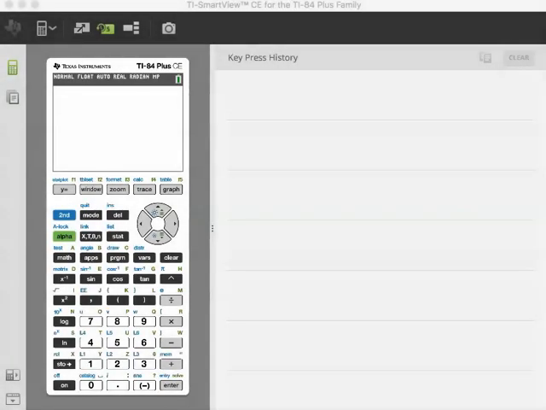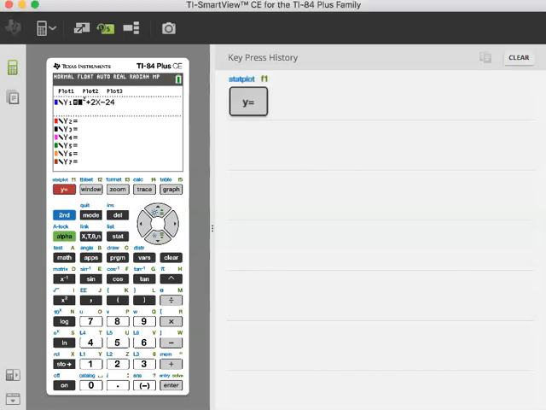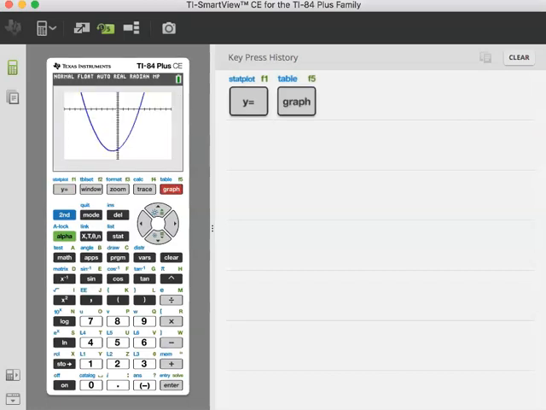In this tutorial, we're going to go over how you can find the x-intercepts using the graphing calculator. Now, say you already have a function in your y equals. I have x squared plus 2x minus 24. I've graphed it and I have a good picture of the graph. Now I want to determine where the x-intercepts are.